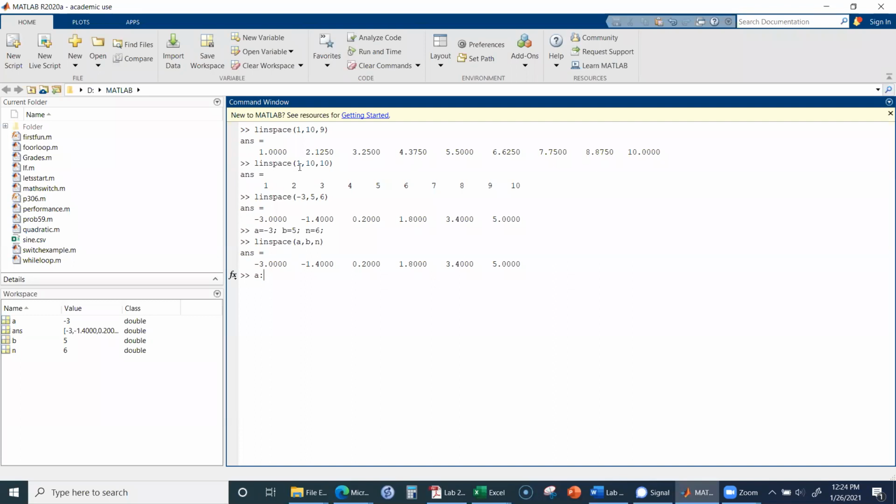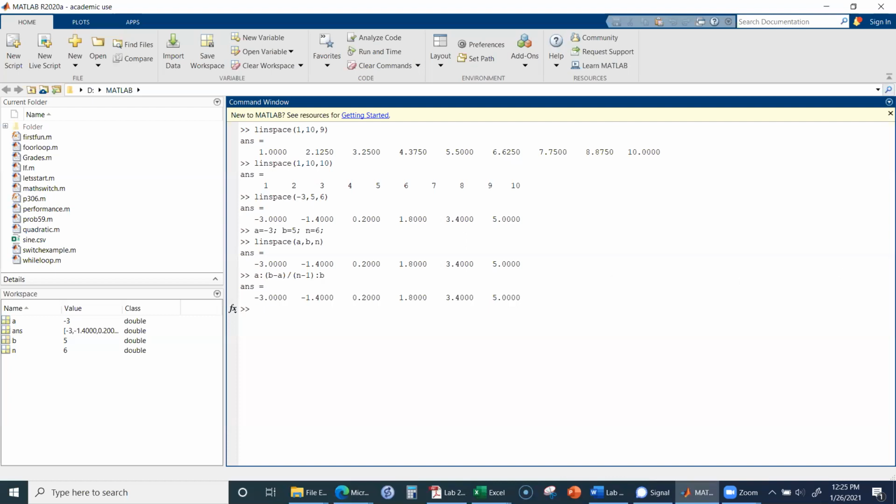For example, in this simple case, 1 to 10, there are actually 9 spaces in between: 1, 2, 3, 4, 5, 6. So how will I get this interval? I take 10 minus 1, which is 9, then divide by 10 minus 1, which is 9. So for the colon operator, I put this formula: b minus a divided by n minus 1, and then the term will end at b. In this way we will get the same numbers.